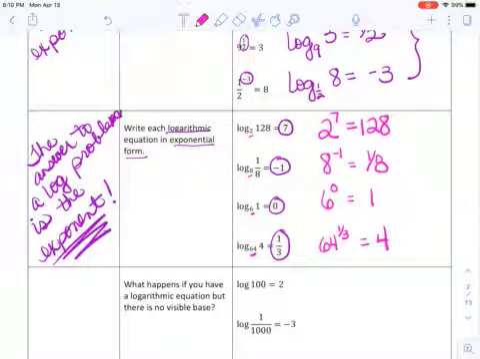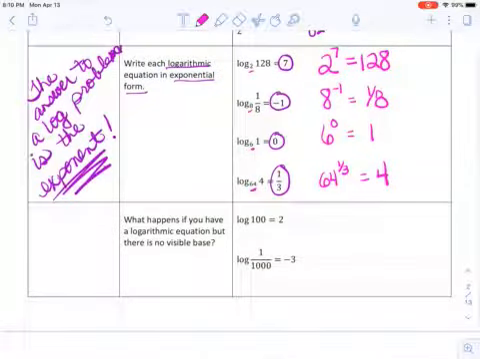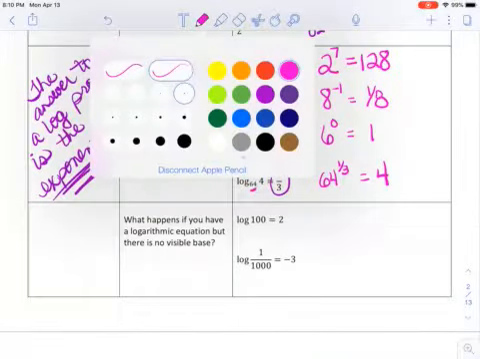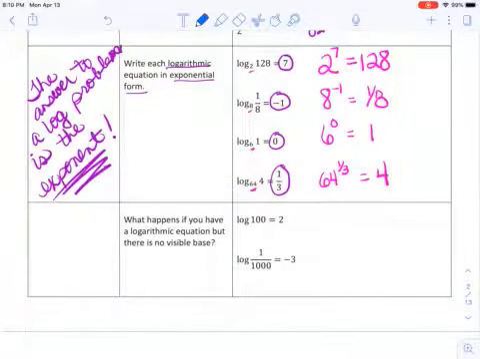Right now, all we're doing is translating back and forth. Why do we need to practice that a little bit? Because when we start manipulating these and solving equations with them, if you don't remember which things are in which places, it's going to be hard to work with. And the last thing for this section: these don't have a written base. So what happens if there's no visible base?